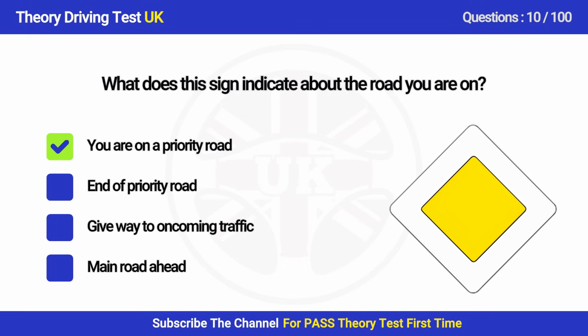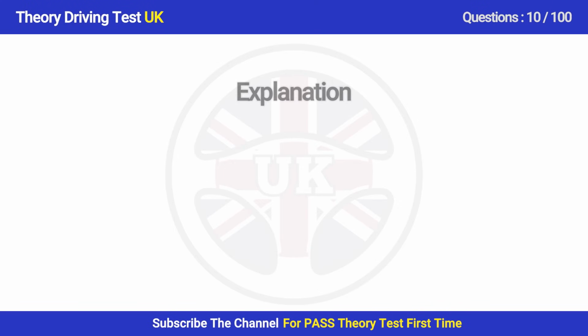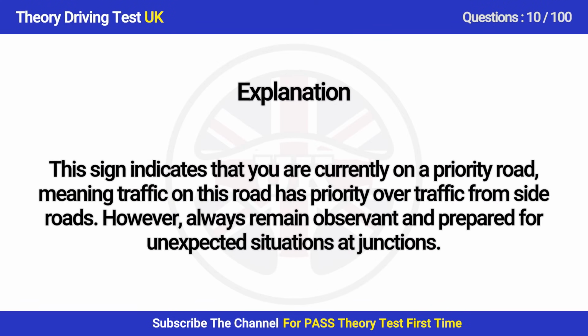Answer is A. You are on a priority road. This sign indicates that you are currently on a priority road, meaning traffic on this road has priority over traffic from side roads. However, always remain observant and prepared for unexpected situations at junctions.